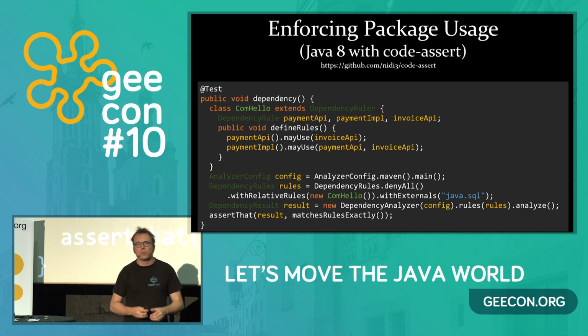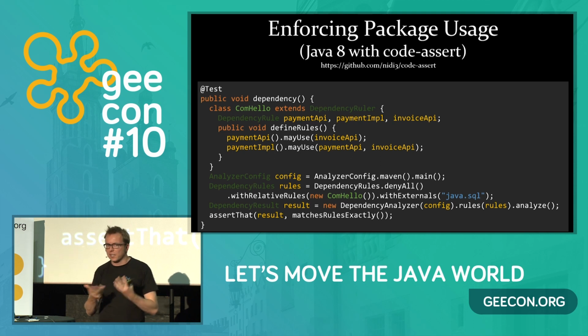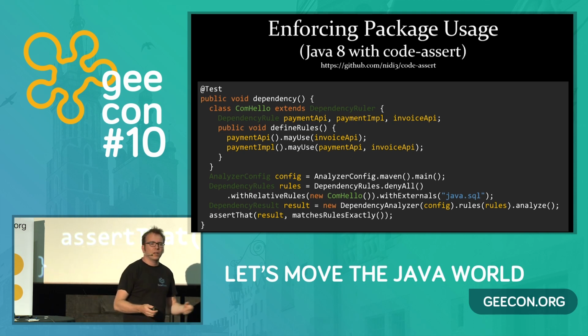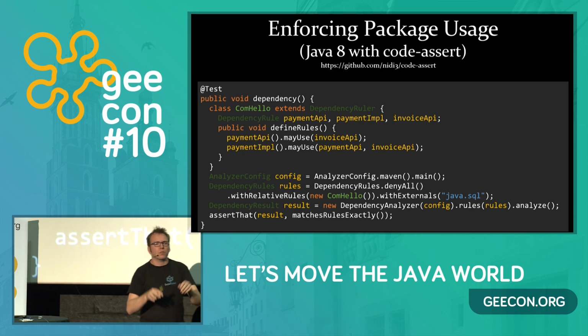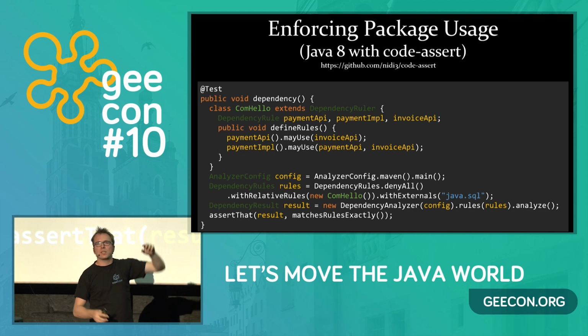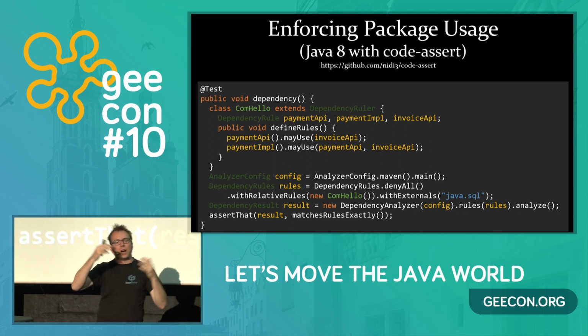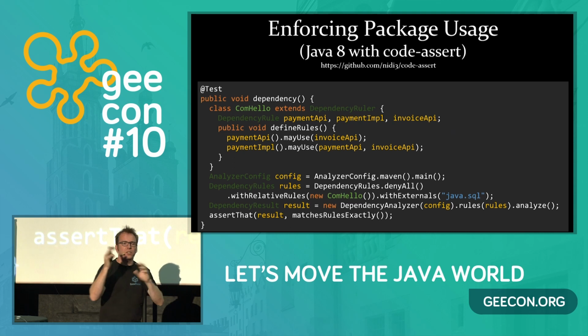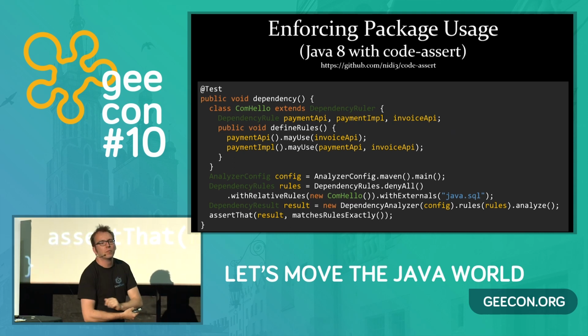This is a GitHub project called Codegraph, and they have a nice little DSL for solving this. So if we look at the rules here, for example, I'm just going to read it out loud. The payment API may use the invoice API. So they have a camel case notation for package names. It compiles through some magic, but it works quite well.